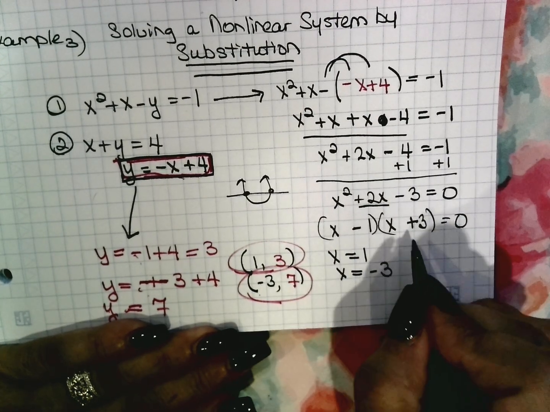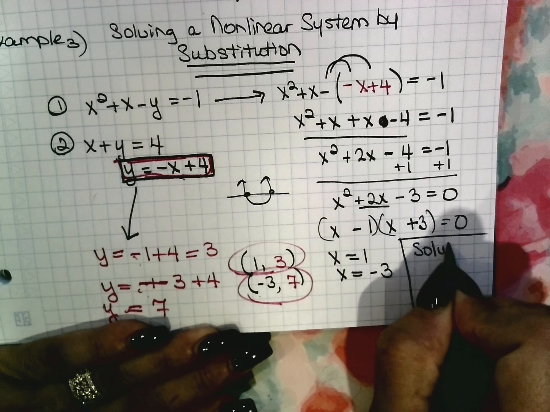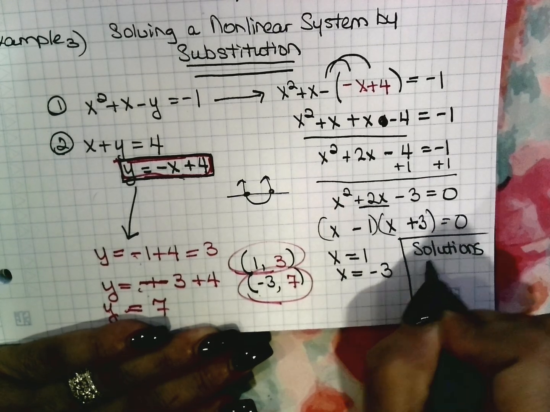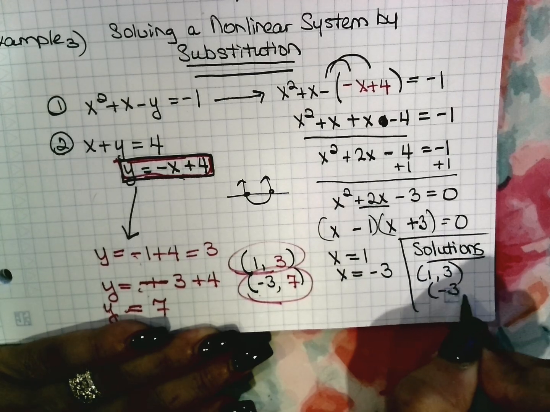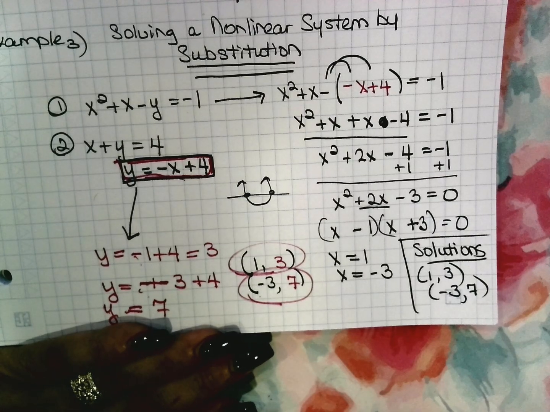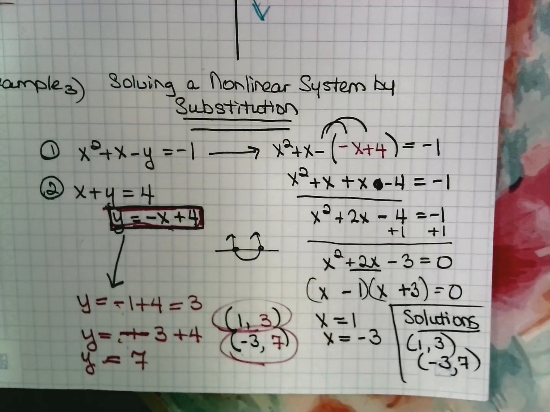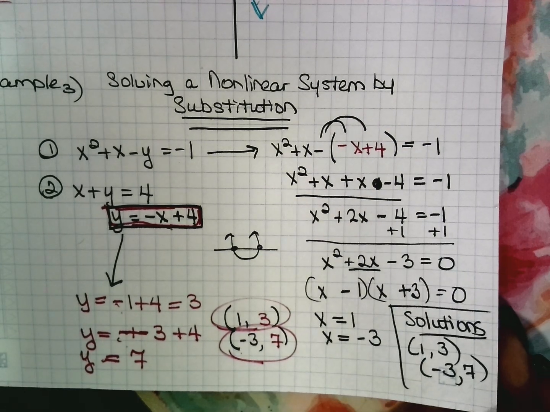So my solutions then, let's put them over here. Are the point 1, 3 and the point negative 3 comma 7. Okay, hopefully this is making sense. All right, let's move on to example 4.